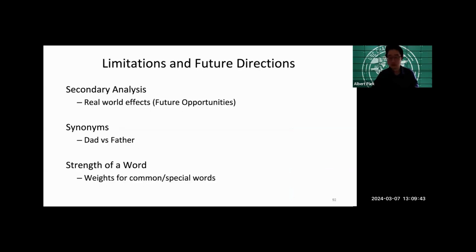A few, again, limitations with the study. We don't really know the real world effects of this observation. We didn't account for synonyms, but that's by design. And the strength of the words was not accounted for.